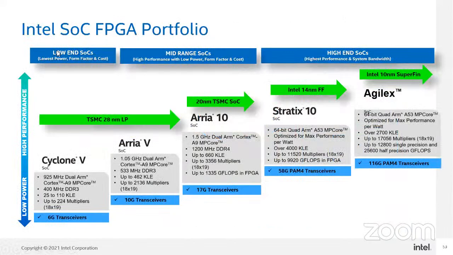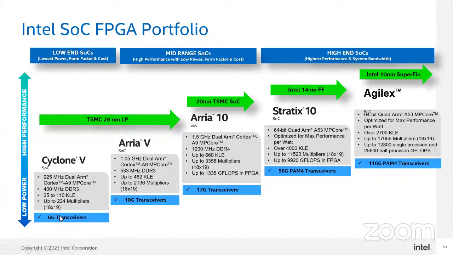You can see there is the SoC FPGA portfolio, where there is a low-end SoC, Cyclone 5, and then a mid-range, Arria 10, and then high-end SoCs, which have the Stratix 10 and Agilex. What needs to be noted here? You wanted the lowest power and the highest performance. When you require the highest performance, we need to move on to the Stratix 10 as well as the Agilex devices, because they work on 14 nanometer as well as the Intel 10 nanometer process.